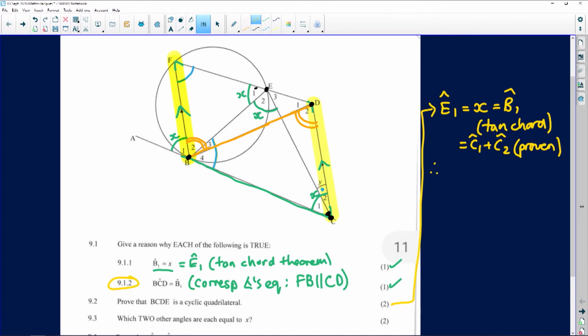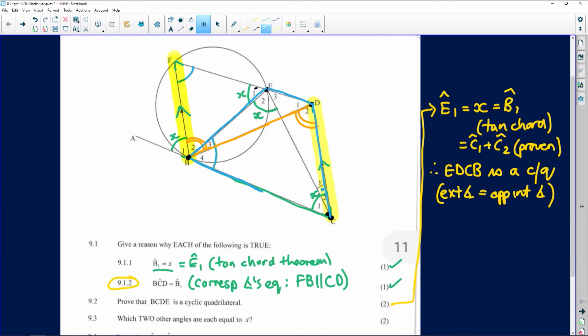So therefore, the figure EDCB is indeed a cyclic quad. The reason is the exterior angle is equal to the opposite interior angle of that quadrilateral. Now folks, that means a lot. Let me draw the cyclic quad in. I'm going to draw it in blue so that it stands out for us. Now you might want to use highlighters in your exam papers to draw this.